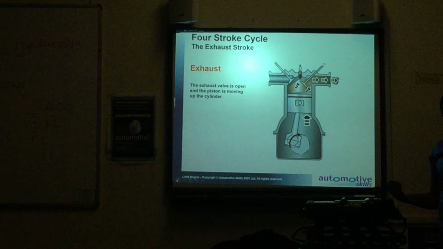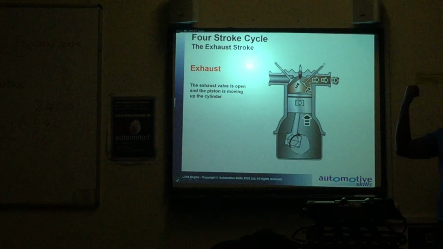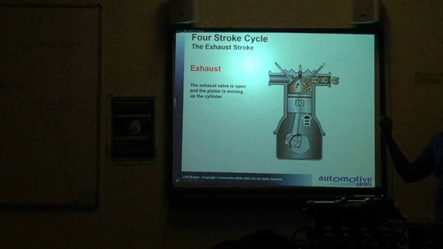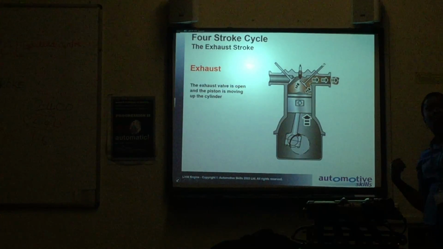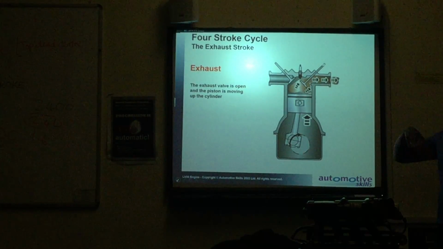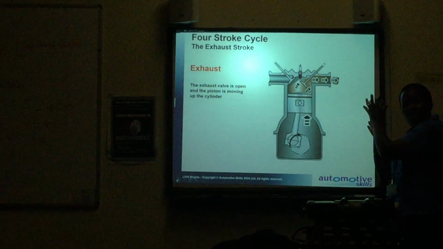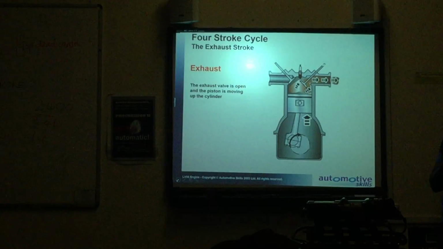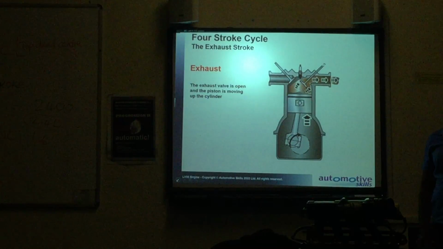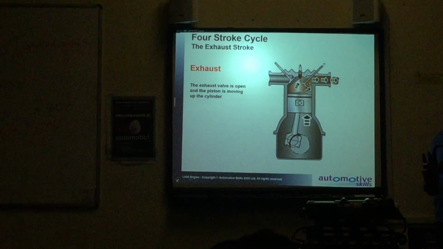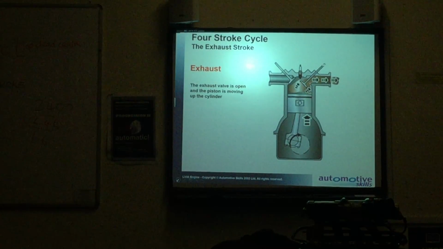First stroke, induction, sucking in petrol and air. Next stroke, compression, compressing the air and petrol. Before the piston reaches the top, the spark plug fires, and the piston is pushed down on the power stroke, then up again, exhausting the burned gases, because we do not need burned gases in there. So they come out through the exhaust. So all petrol engines are 4-stroke.